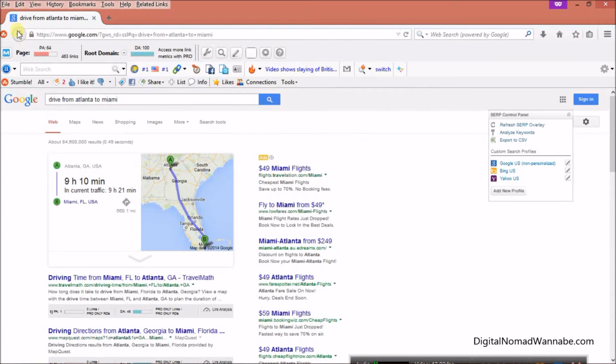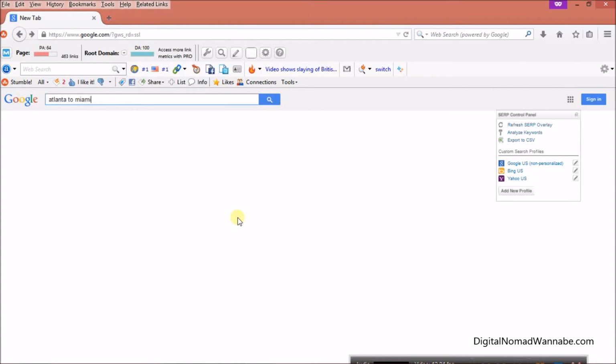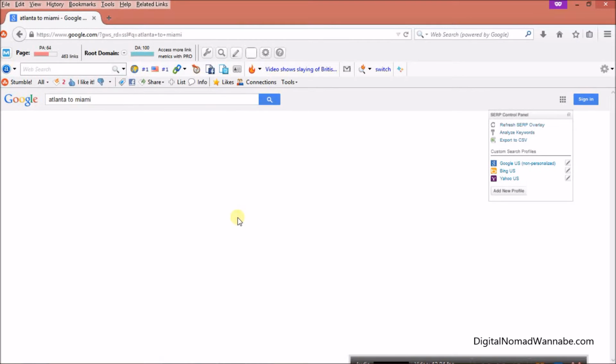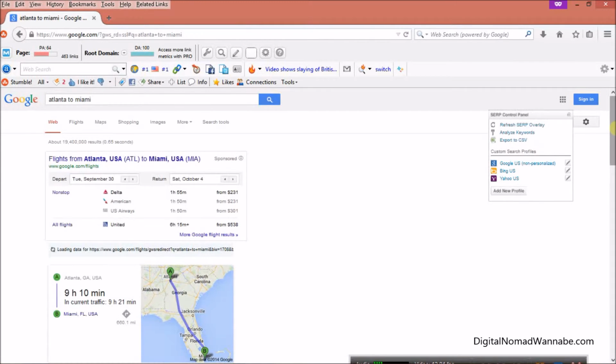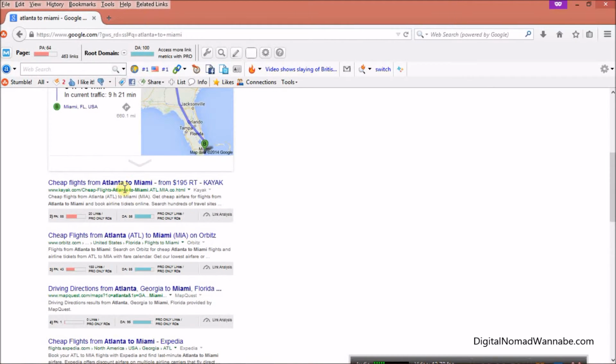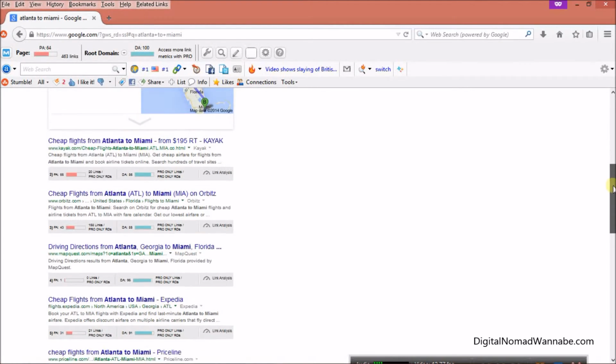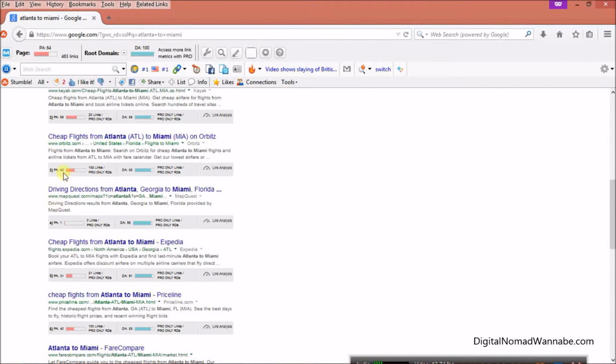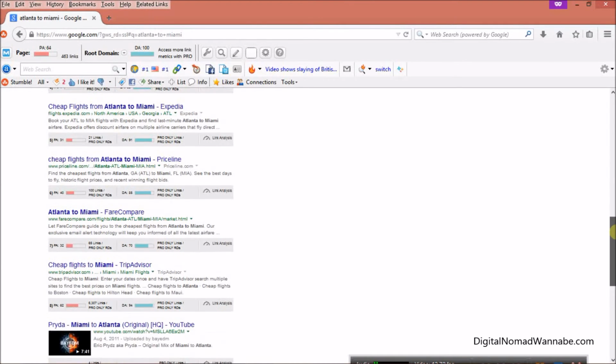So we'll put this in. Okay, it starts off with some Google stuff. Okay, so you can see this is Atlanta to Miami. It's got it exactly. It's got a page authority of 55, domain authority 86. That's really good. I'm not going to be beating that. And as you scroll down, you see another 43, but it's from a domain authority 95, Expedia. So you can see there's a lot of exact matches with Atlanta to Miami.